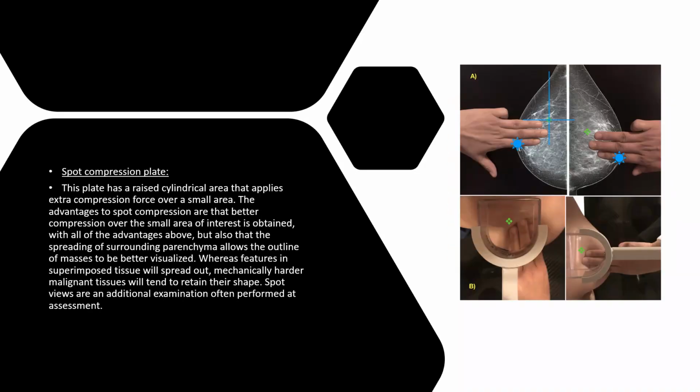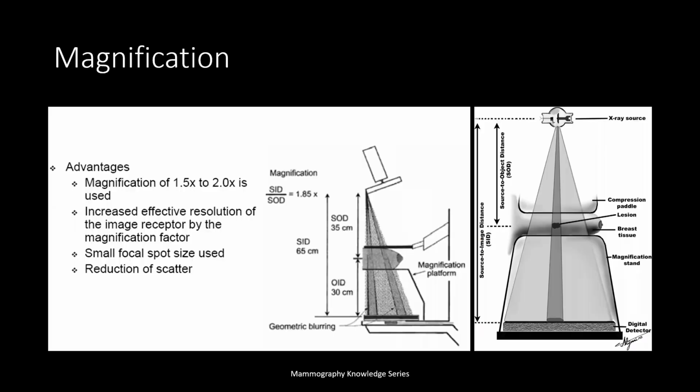And of course we have the spot compression plate where we're looking for a specific area that we want to compress. We also have our magnification set up. The magnification gives us 1.5 to 2 times actually of magnification, and it increases the effective resolution of the image receptor by the magnification factor. The small focal spot size is used, and we reduce the scatter radiation through the air gap technique.